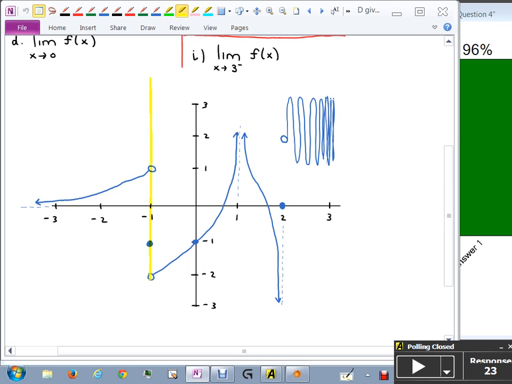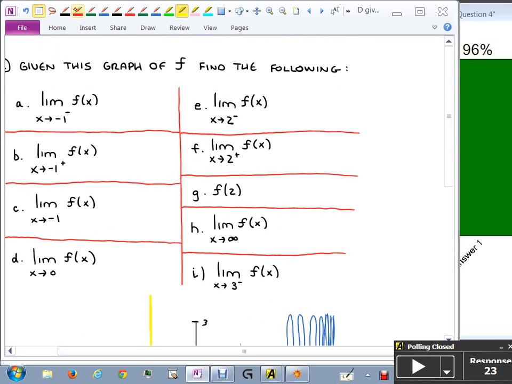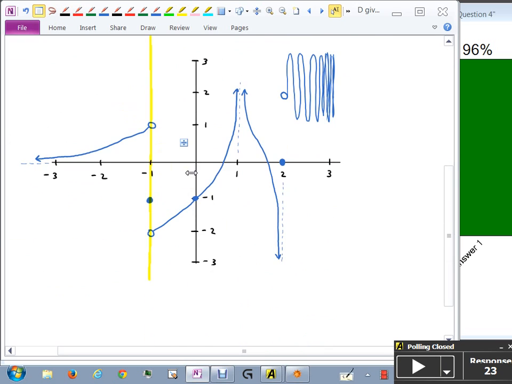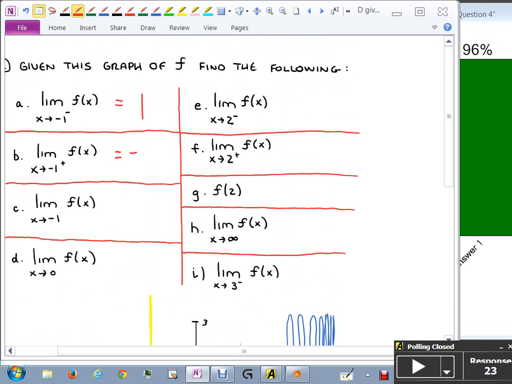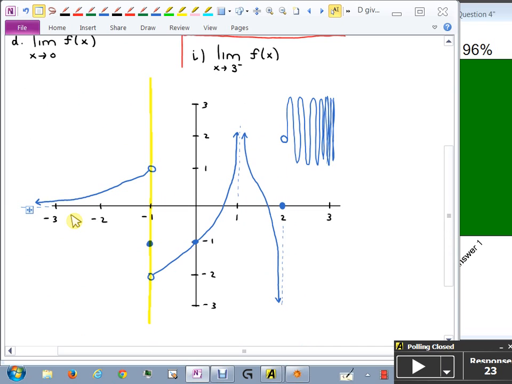It's this, right? Tell me what's happening as you approach -1 from the left. Where's your function headed? So from the left, we're headed up towards a y value of 1. So the answer to that one would be 1. Okay, if we are approaching -1 from the right, we're headed towards what? Y value of -2. So what's the limit as you approach -1 if I don't tell you left or right? Well, from the left, what is it? From the right, what is it?